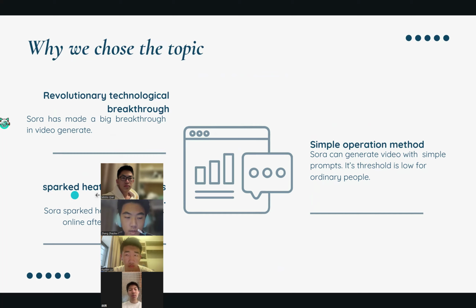The second is that it sparked heated discussions online. Sora sparked heated discussions online after its release. The third is the simple operation method. Sora can generate a video with simple prompts. It therefore has a low threshold for ordinary people.